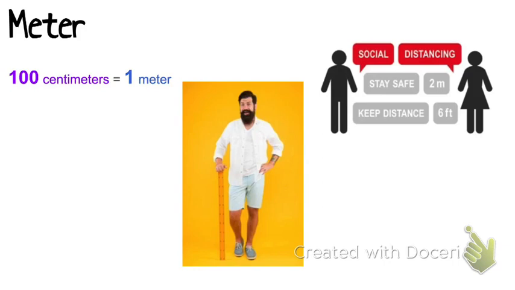Meters are things like this man here is holding a meter stick. That is the distance of 1 meter. So this man is probably about 2 meters tall. So it's used to measure things that are a little bit bigger, where inches wouldn't be appropriate. And so like social distancing is 6 feet or 2 meters. That's also an appropriate measure to use when you're measuring social distance.